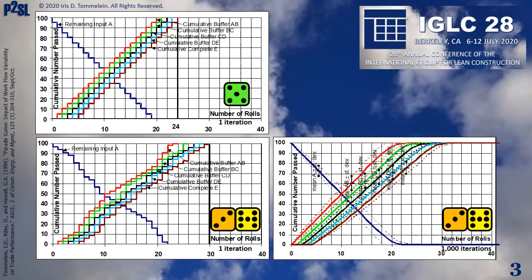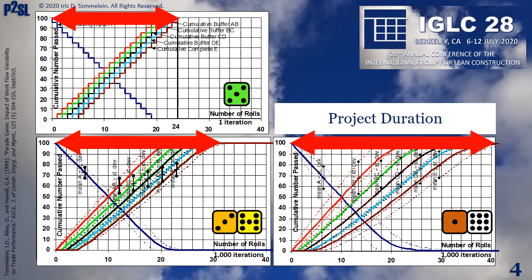The 3-7 die has more variation than the all 5 die, so it's more likely that the project will take longer. If we add even more variation, say by using a 1-9 die, the project will likely take even longer. Now, project duration is an important metric, but what other metrics might we consider?